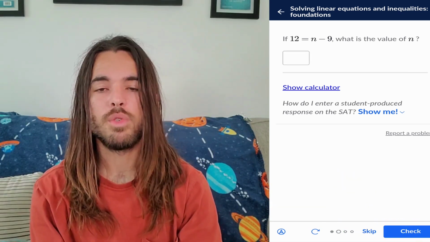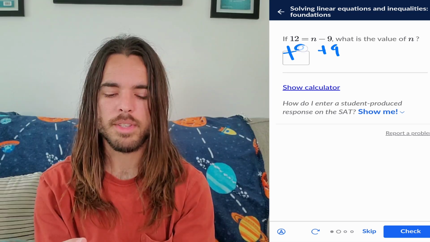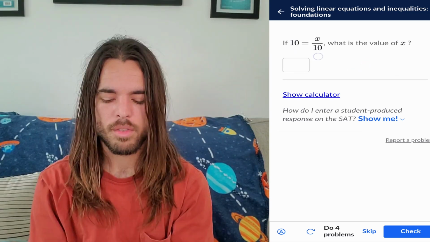Okay, awesome. We have 12 equals n minus 9. Again, I'm going to add 9 to both sides. Kind of a coincidence there. We get 21 equals n.